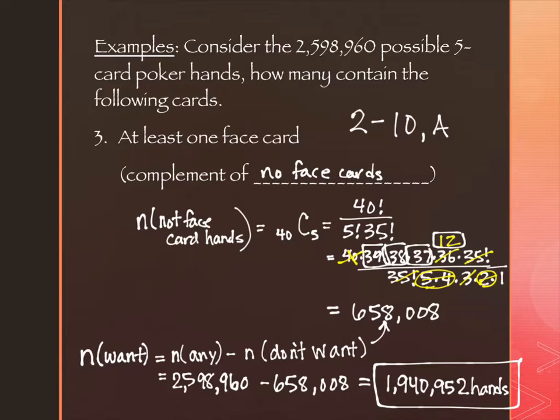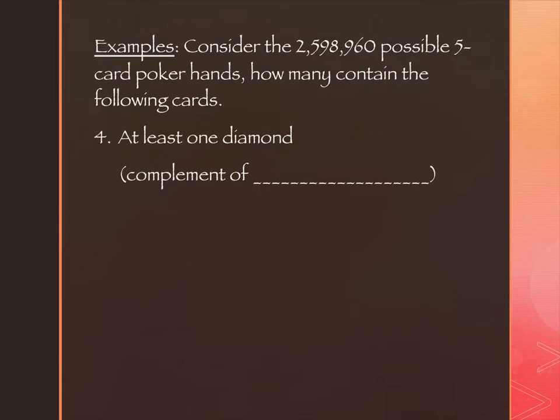Does that make sense? All right, one more of this type. At least one diamond. What can I not have? No diamonds. So that phrase, at least one, often turns into no.